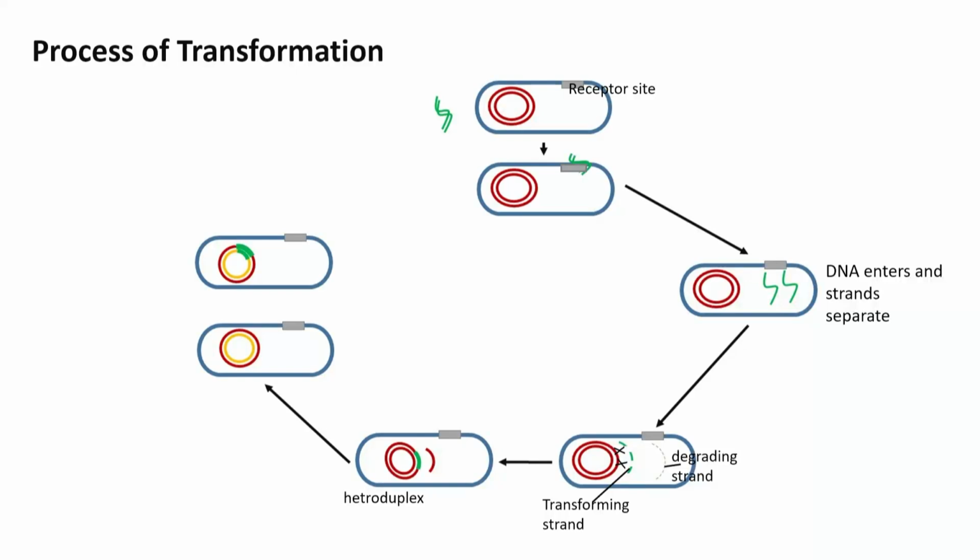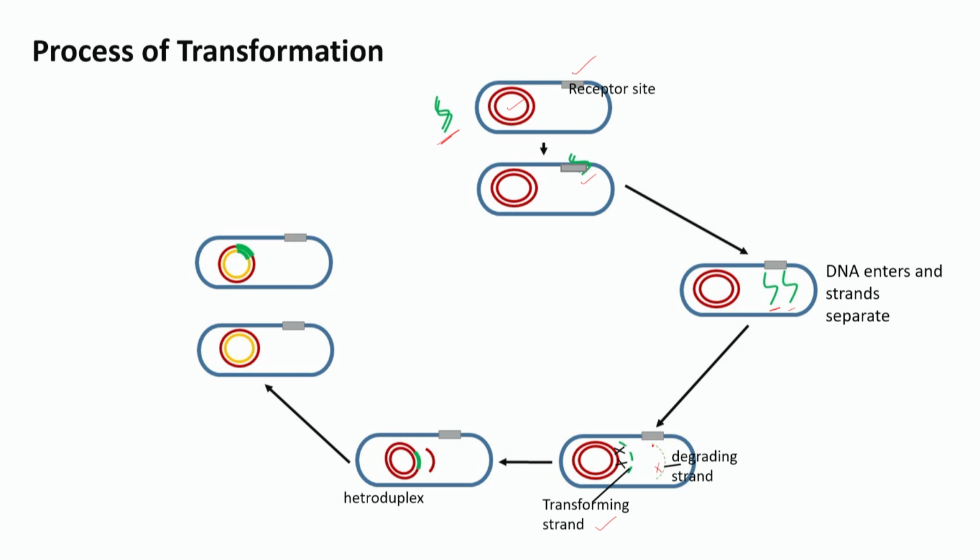So how does it happen? You can see this is the free DNA, these are the receptors I just mentioned, and this is the bacterial genomic DNA. The DNA is going to bind to this receptor here, and when it goes inside it becomes single stranded, both the strands get separated. Out of the two, remember, one of the strands is degraded, and only one strand goes and recombines with the bacterial genome.